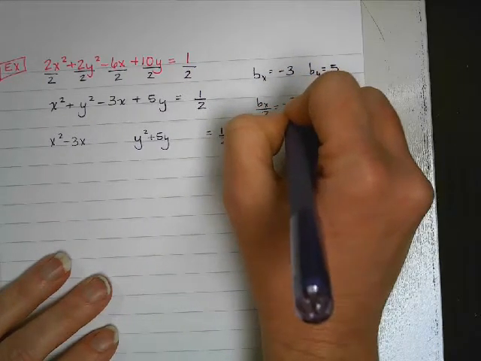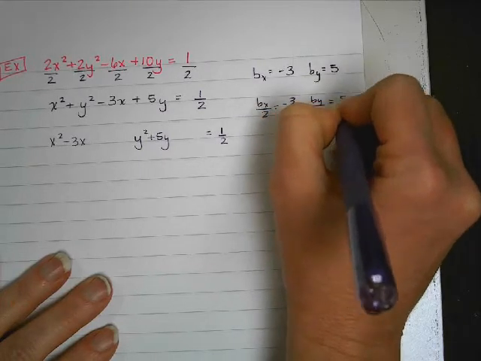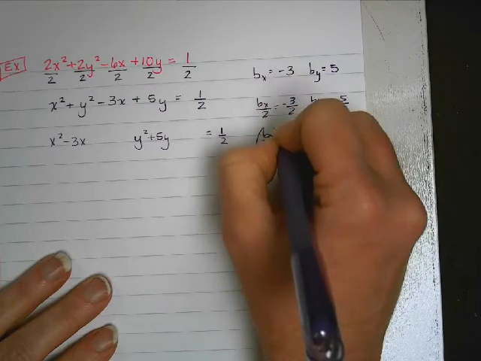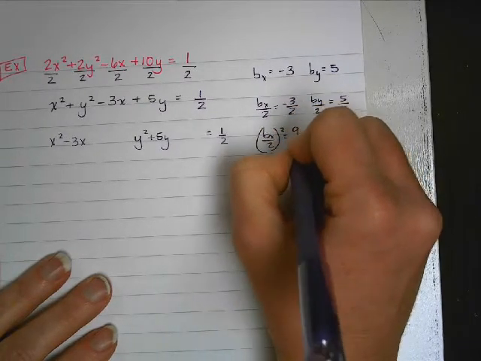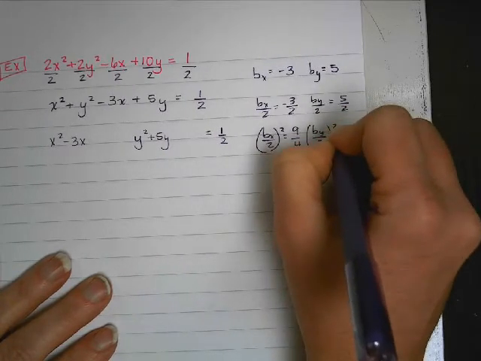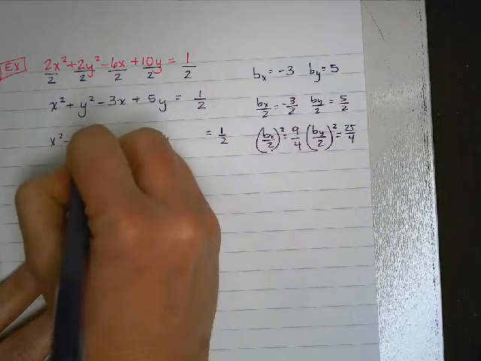So negative 3/2 and 5/2. When you square it, just square the top and the bottom. And that is what you're adding to both sides.